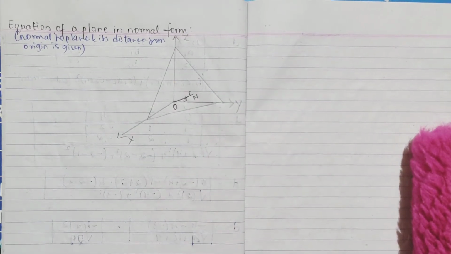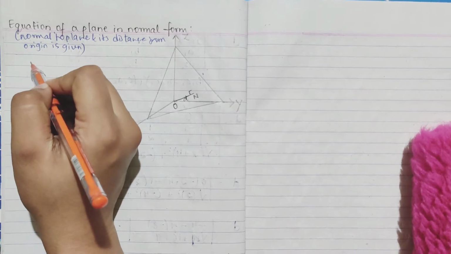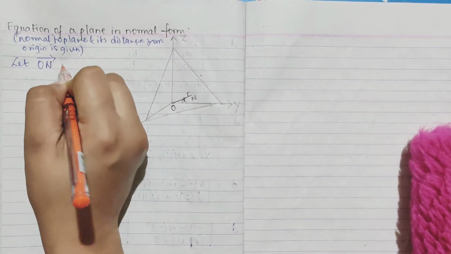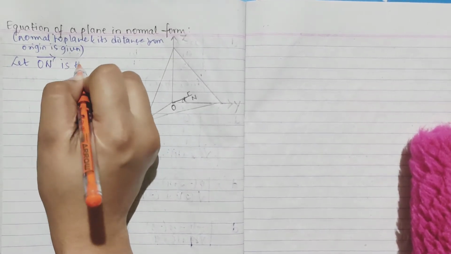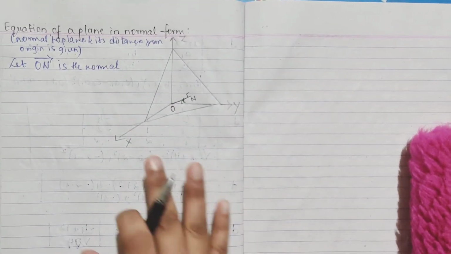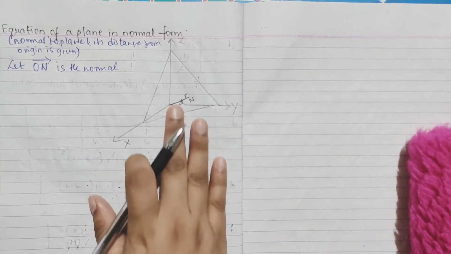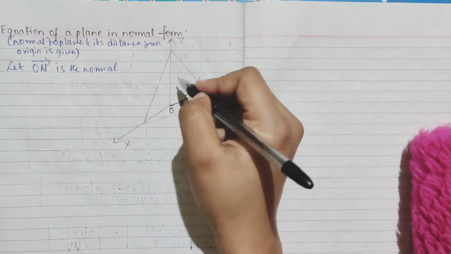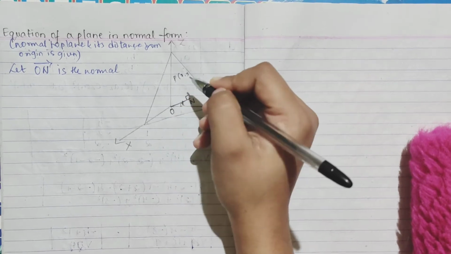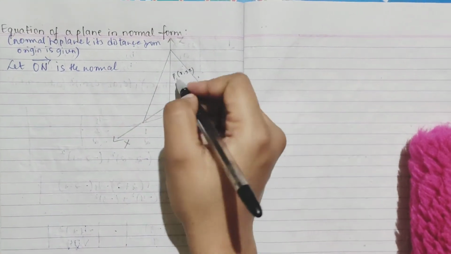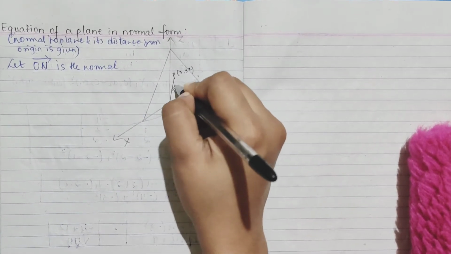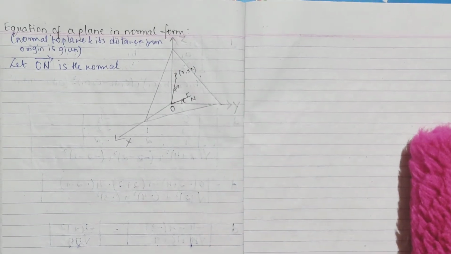So I'll write, let vector ON be the normal, which they have given. Now when you have a normal, I can take any point on the plane, wherever I want. Suppose I have marked a point P here, and this will be (x, y, z). This is our general point, so its position vector will be vector r.